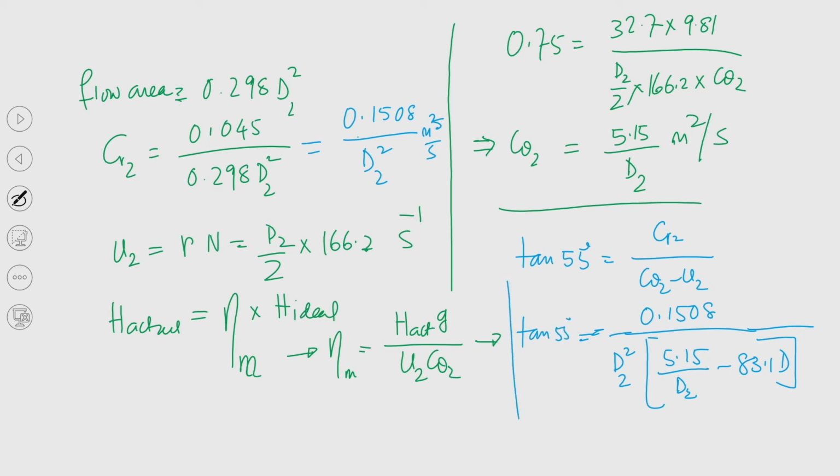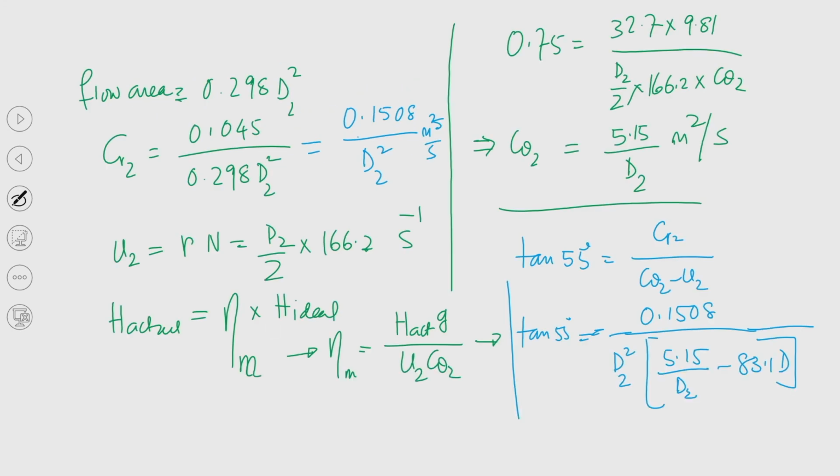Okay. So, now we have one relation, and if we try to simplify it, we will be getting, I am writing over here, tan 55 equal to 0.1508 divided by d2 square into 5.15 by d2 minus 83.1 d2, right. So, this is what we have written over here. So, that is d2. Okay.